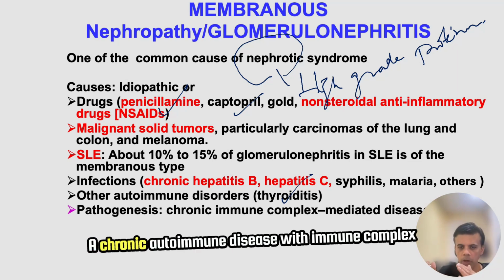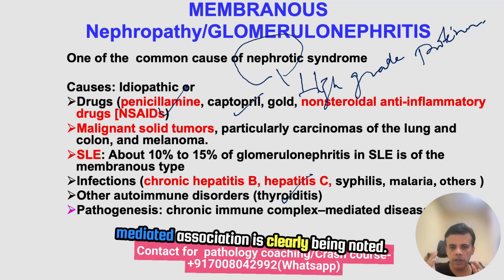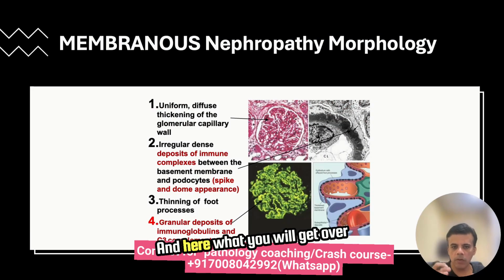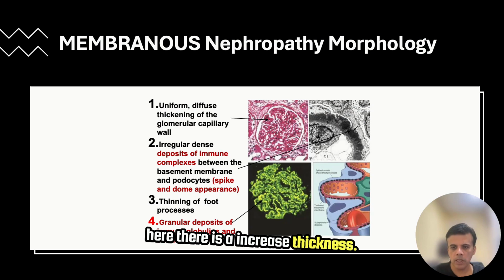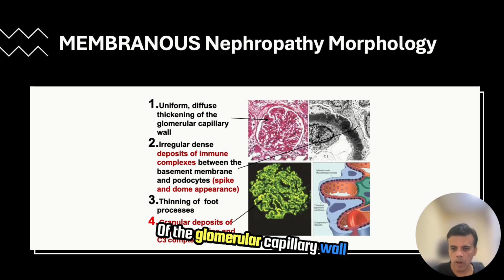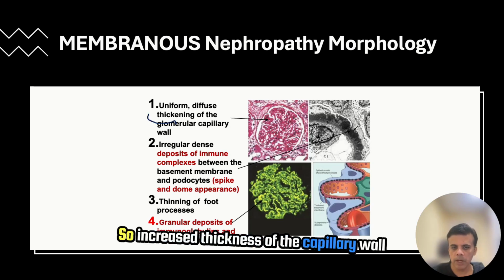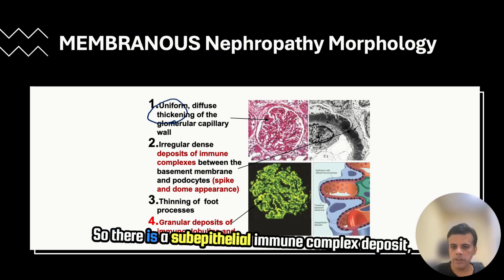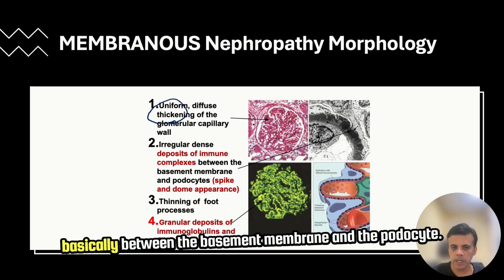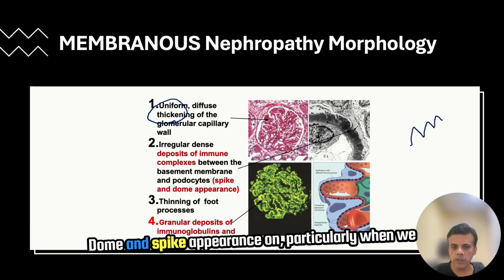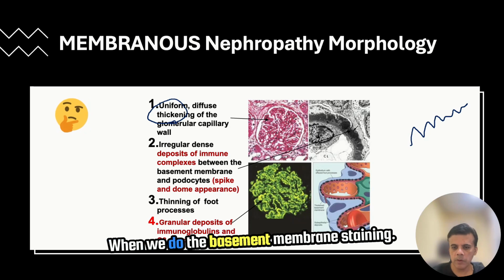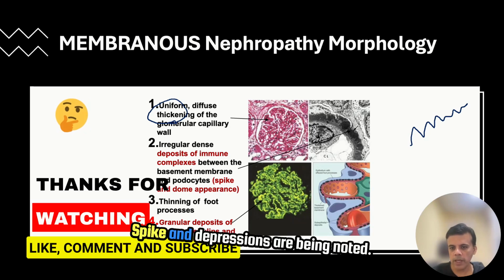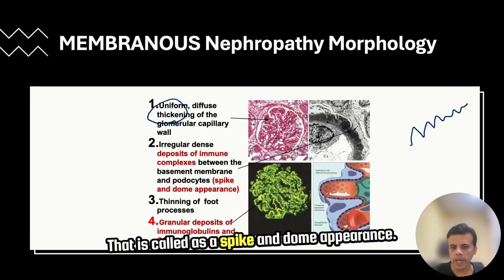So it is a chronic autoimmune disease with immune complex mediated association clearly noted. Here there is increased thickness of the glomerular capillary wall and the basement membrane. There is a subepithelial immune complex deposit, basically between the basement membrane and the podocyte, and it gives rise to a dome and spike appearance, particularly with silver stains for the basement membrane. Spikes and depressions are noted. That is called the spike and dome appearance.